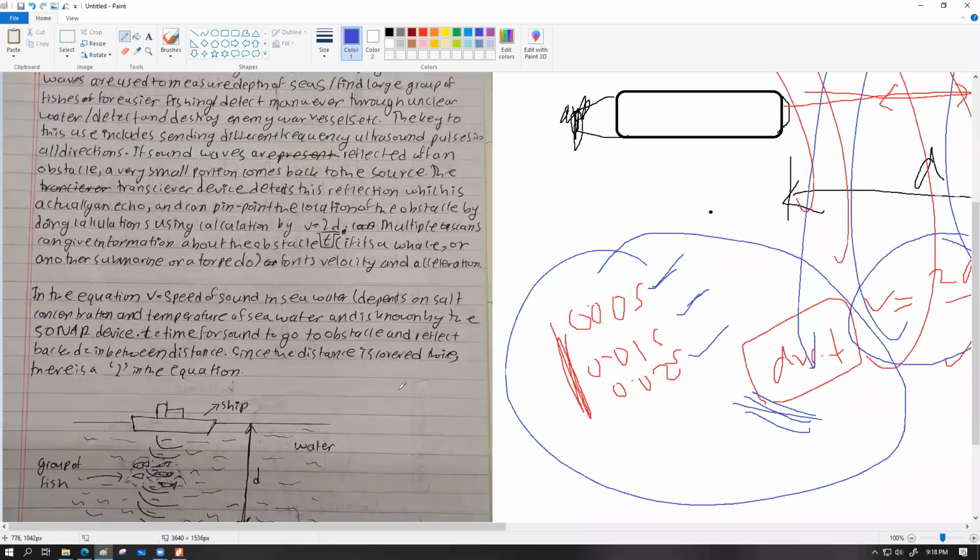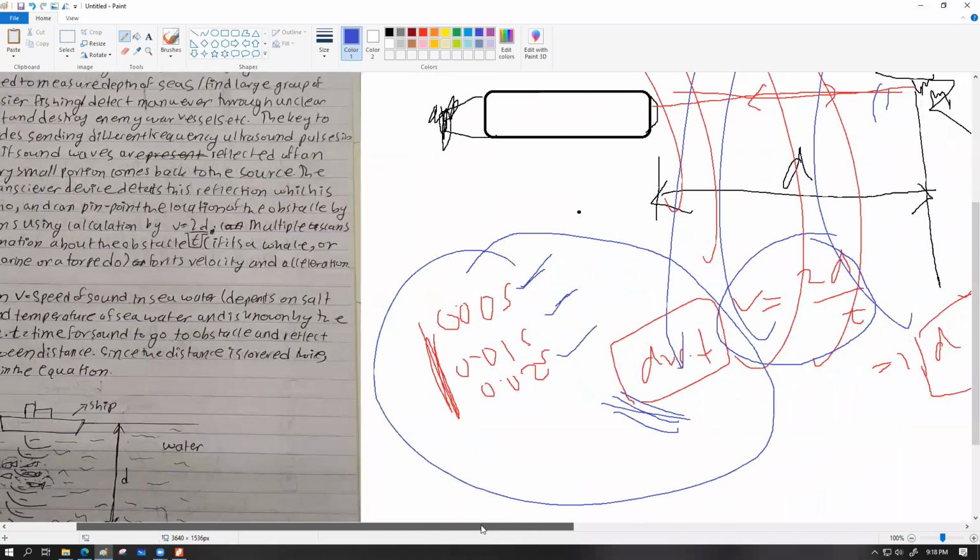Further, it says that in the equation, v equals the speed of sound in the seawater, which depends on salt concentration and temperature of the seawater, and is known by the sonar device. So it is pre-entered data in the sonar device. The sonar device is fed the information v.